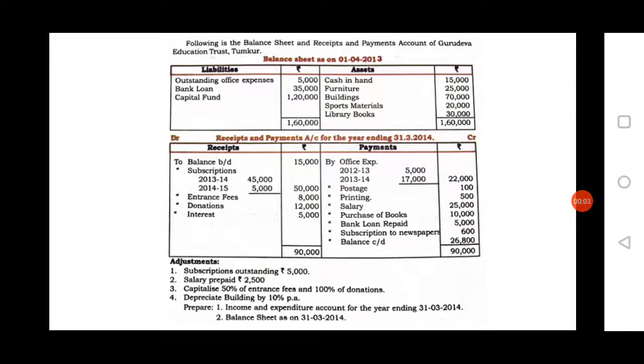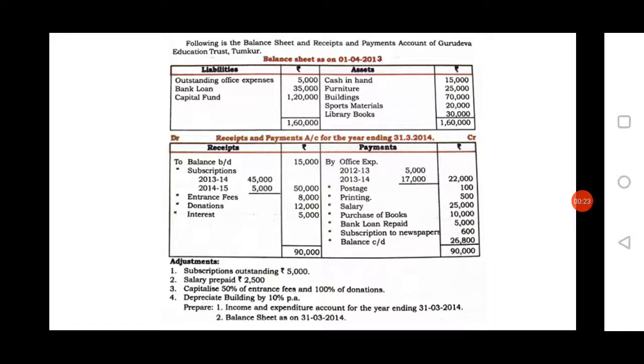Hello students, in this session I am going to present a problem on income and expenditure account and balance sheet. Here in this problem they have given the opening balance sheet, that means assets and liabilities of the previous year, that is considered as the current year's opening balance sheet, and a receipt and payment account, and some adjustments are given.